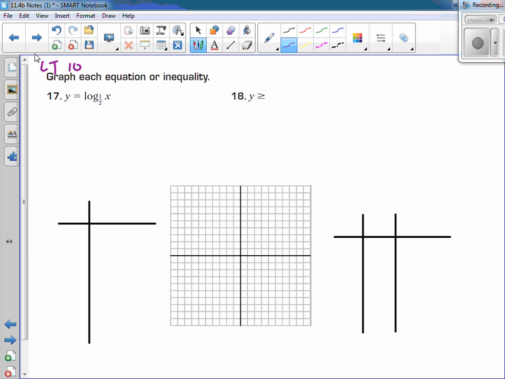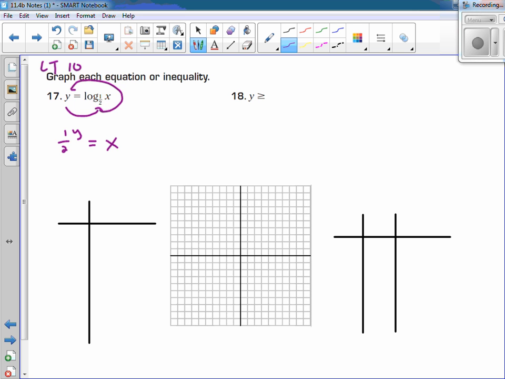So I know you guys can type these things in your calculator, I get that. But on your quizzes, I want you to show some understanding of how logarithms and exponentials work. So the first thing I'm going to want you to do is rewrite it as an exponential function. So in this case, we have 1/2 to the y power equals x.